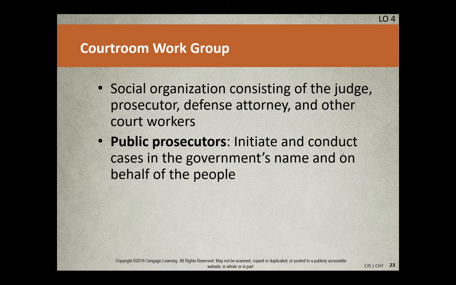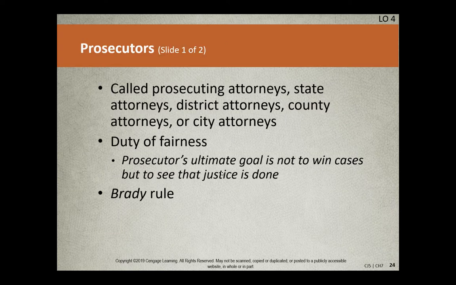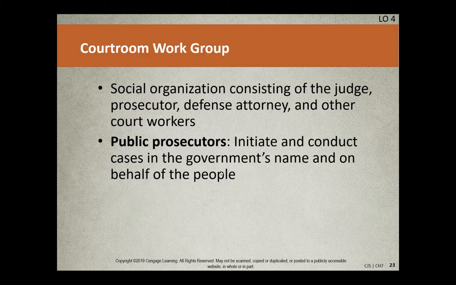So, of course, in the courtroom work group, the most prominent members are the judge, the prosecutor, and the defense attorney. There are also 3 other court participants that complete the work group, and that's going to be the bailiff. I think we have slides on this, so I'm just going to go over this.